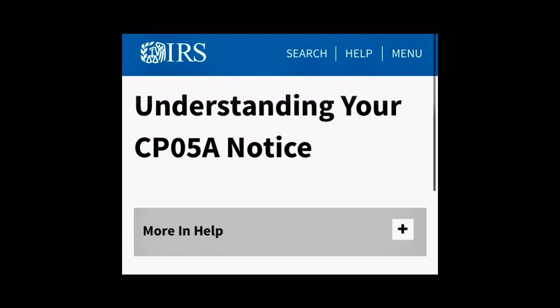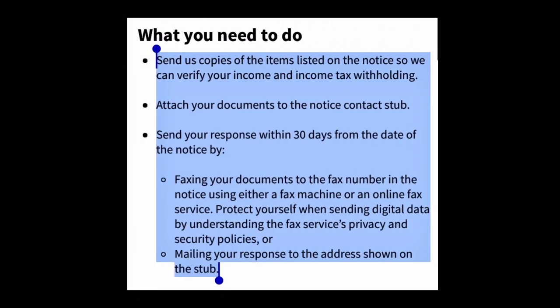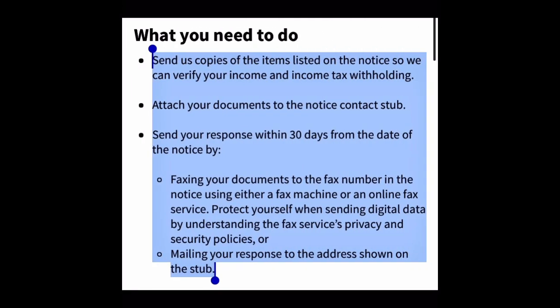One of those notices is the CP05A notice. This notice means that the IRS may need additional information before they can issue you a refund. So what you need to do is send copies of the items listed in that notice so the IRS can verify your income and tax withholdings. Attach your documents and send your responses within 30 days. You can choose to fax or mail your documentation, and the notice will have all of the information on where to send the documents.